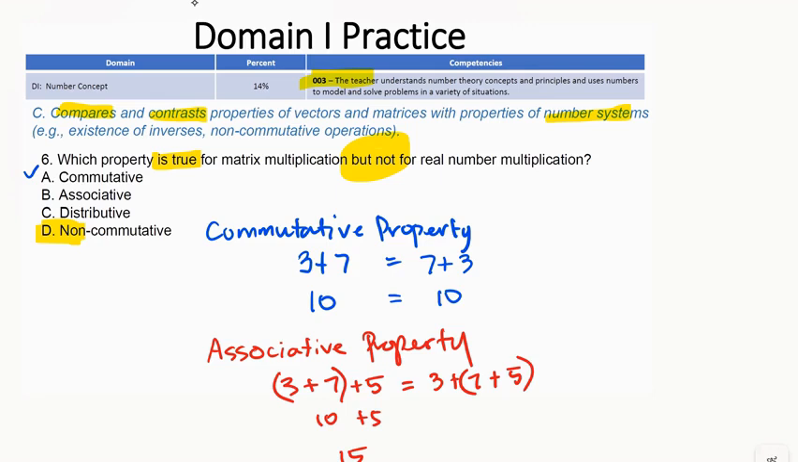So PEMDAS: parentheses, exponent, multiplication, division, addition, subtraction. In multiplication and division, start from left to right. In addition and subtraction, left to right as well. Now we're on parentheses. 7 plus 5 is 12. Plus 3 is 15. Same answer, different association. Are you getting it?